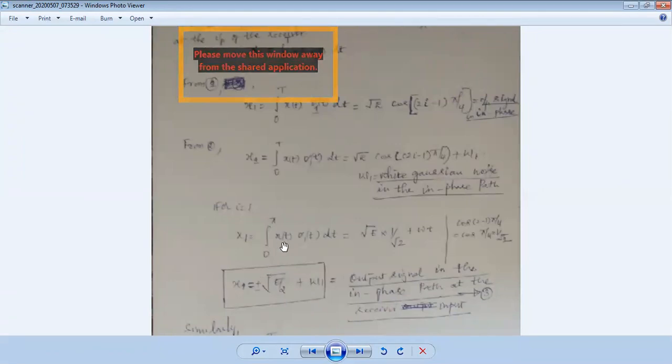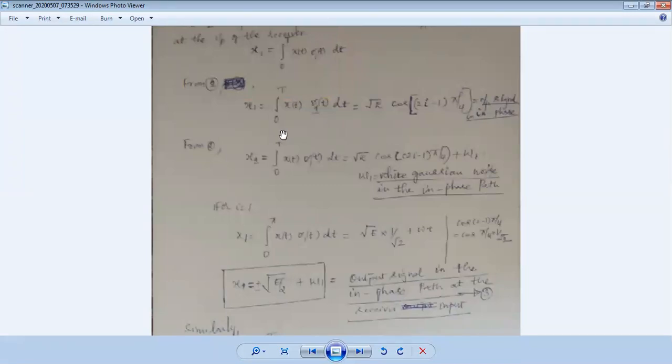x of 1 is equal to the integral from 0 to T of x of t, phi 1 dt, square root of E into cos of pi by 4. Look back here, when i is equal to 0, what will happen? Cos of pi by 4. When i is equal to 1, it will be (2 minus 1) into pi by 4. Exactly, cos of pi by 4 is equal to 1 by root 2. Look back here. x of 1 is the signal to transmit 1, and x of 2 is the signal received for 0.